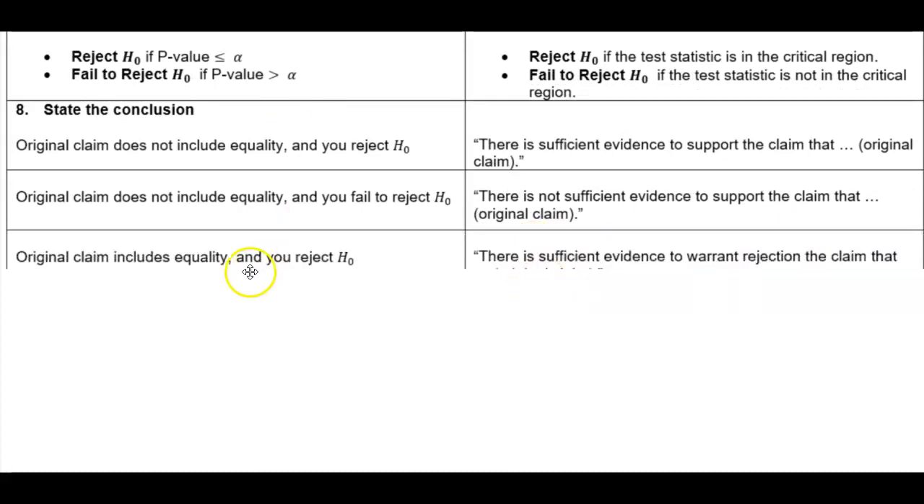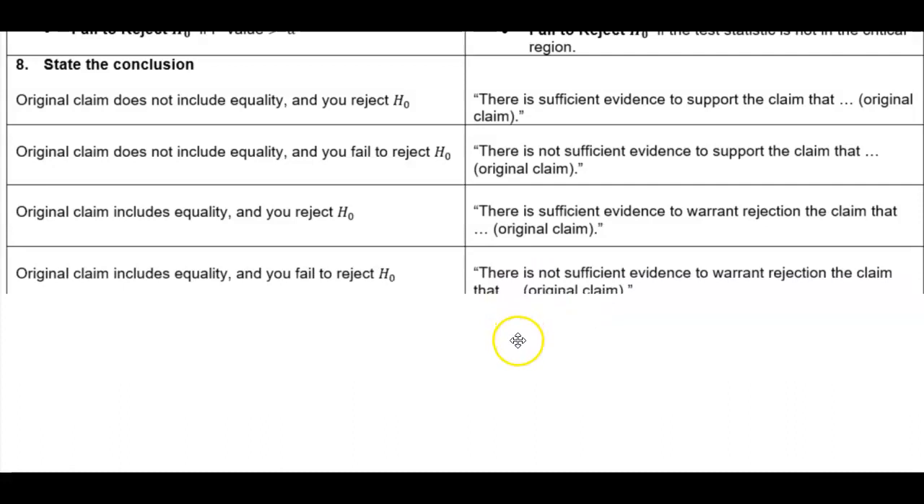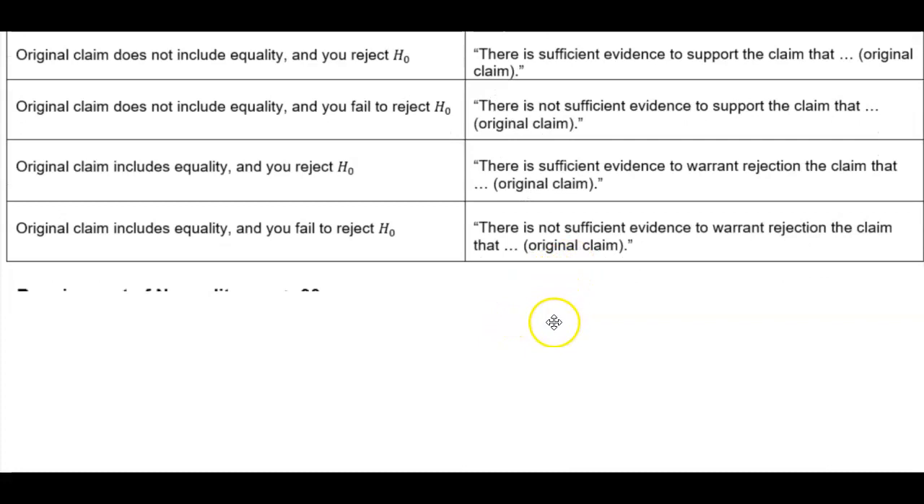If the original claim includes equality and you reject the null hypothesis, then you would say there is sufficient evidence to warrant rejection of the claim that, followed by the original claim. And if the original claim includes equality and you fail to reject the null, then you would state that there is not sufficient evidence to warrant rejection of the claim that, followed by the original claim.